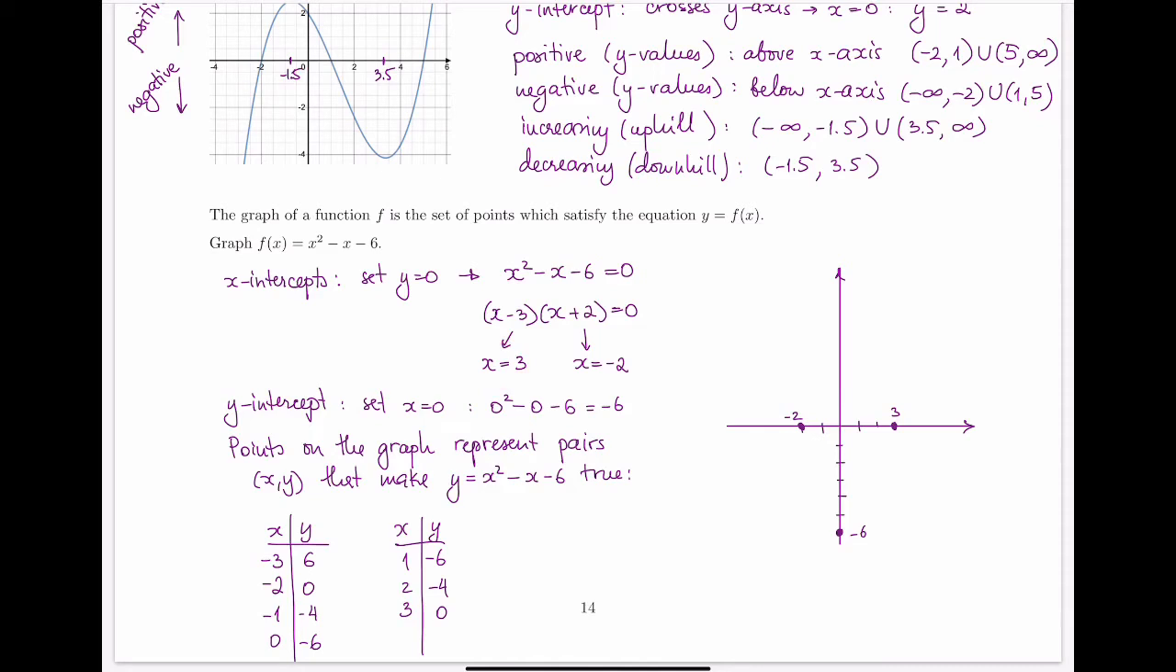Now I actually have a whole bunch of points to work with, so I can put them all on the graph as pairs. My first point is x is -3, so this guy right here, and y is going to be 6. 1, 2, 3, 4, 5, 6. So I have a point up here. The next point that satisfies the equation is -2, 0. So I already have that.